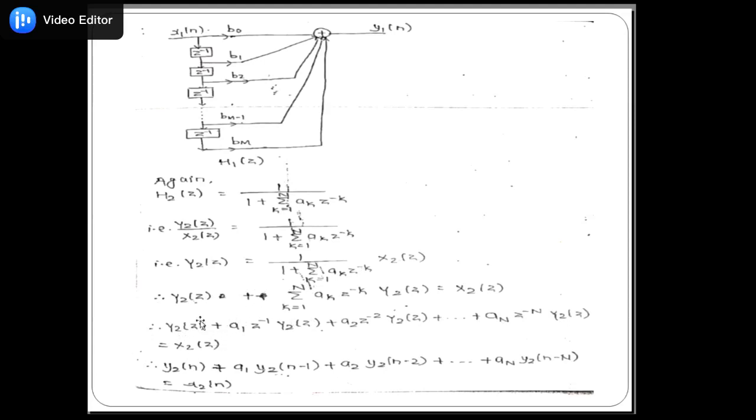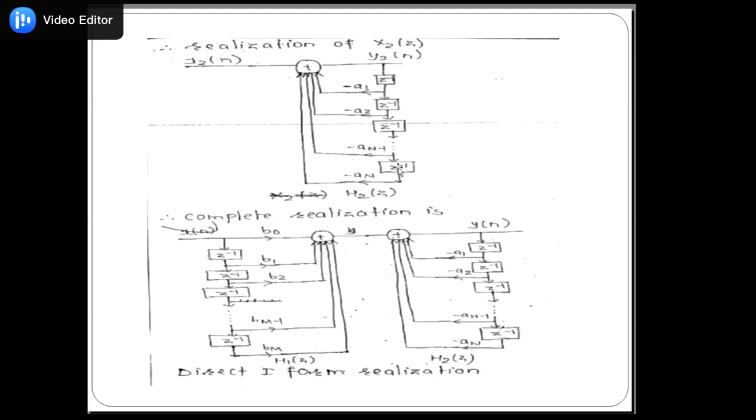Suppose X2(z) is provided, then Y2(z) plus a1 z^(-1) Y2(z) plus a2 z^(-2) Y2(z) plus an z^(-n) Y2(z). When you put the value from k equals 1 to n, that will generate the equation. When you take the inverse, x2(n) is equal to y2(n) plus a1 y2(n minus 1) plus a2 y2(n minus 2) plus an y2(n minus n). The realization will be provided from this.